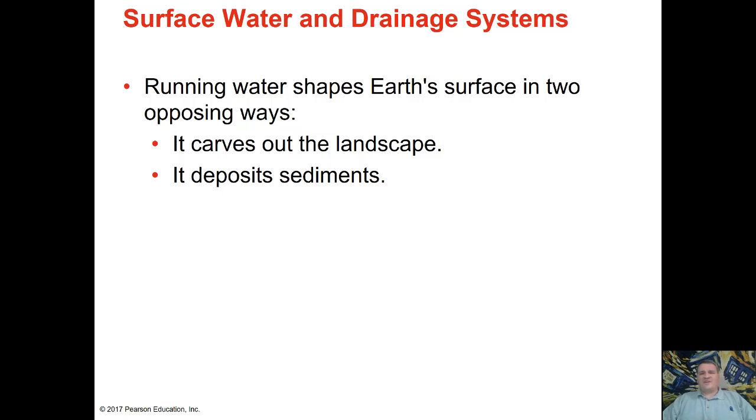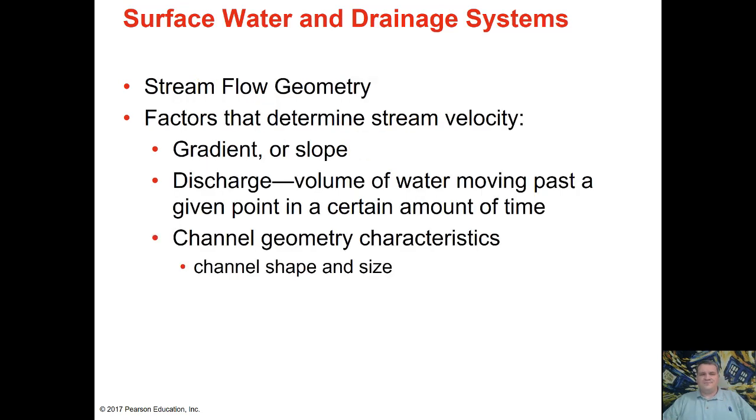So running water actually affects the earth in two different ways. One, it carves the landscape, carving channels and so on, but it will also deposit sediment. So in one way, it's breaking stuff down. In another, it's depositing. So surface water tends to break down high areas and fill in low-lying areas. In other words, it has an overall smoothing effect over the surface of the earth.